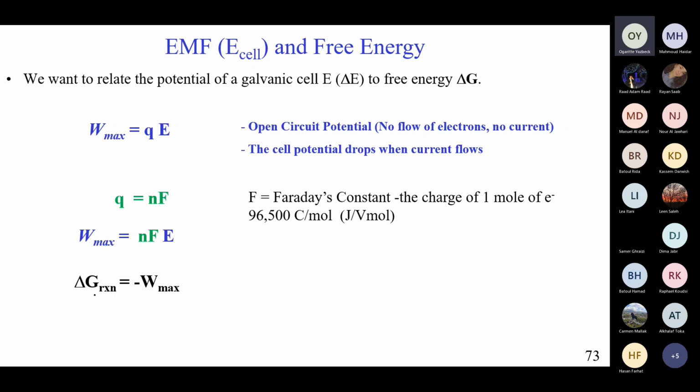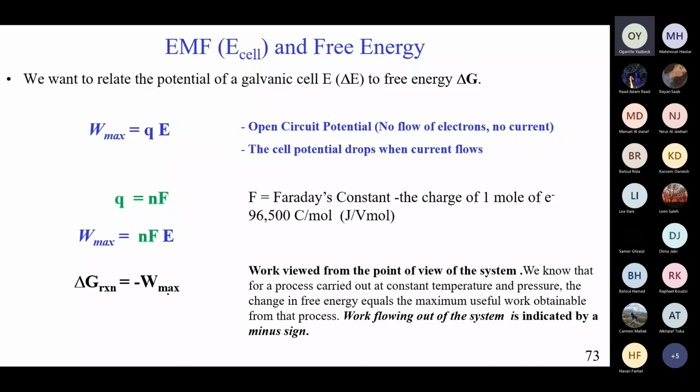Typically, the free energy of any reaction is the maximum work done in the reaction, and the work is viewed from the point of view of the system. If I'm looking at the system and it's doing work, giving off energy, it's going to be negative. Always these two are negative of each other.